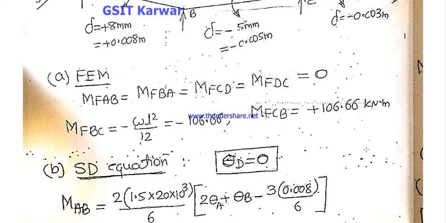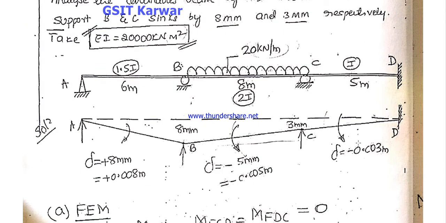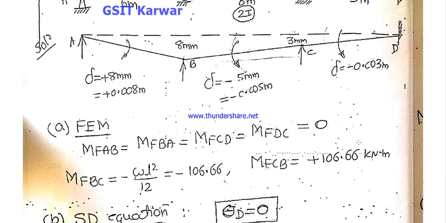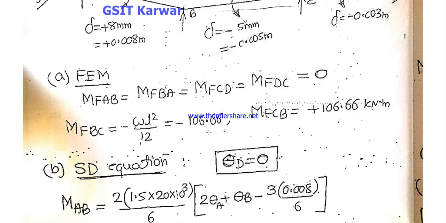considering fixed end moment BC, on the span BC the load is given, UDL is given, 20 kilonewton per meter. So you can use the load and calculate according to the load condition. UDL is there, so the formula is minus WL square by 12. After substituting, you are getting minus 106.66 kilonewton meter. Similarly, for fixed end moment CD, you are getting this answer. Okay.